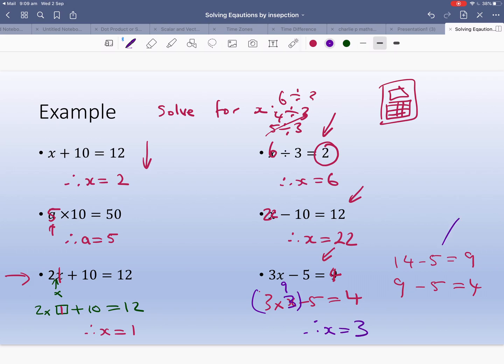We'll be doing these more difficult ones later, so don't stress about that. See how you're going. So let's try to solve by inspection. It takes a little bit of time, but I think you can do it.